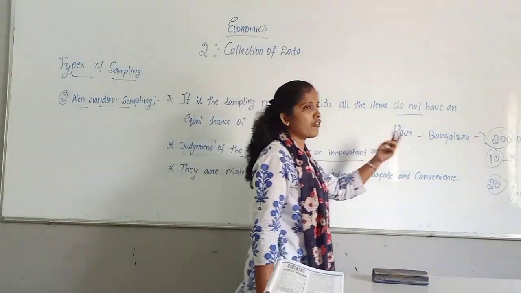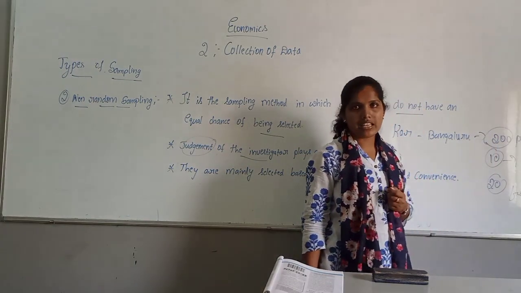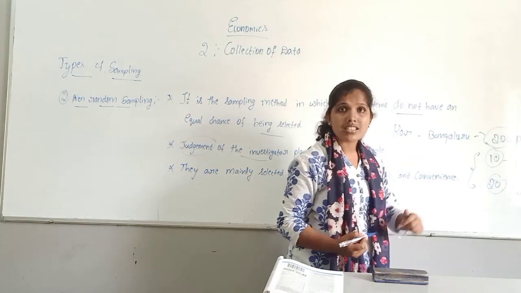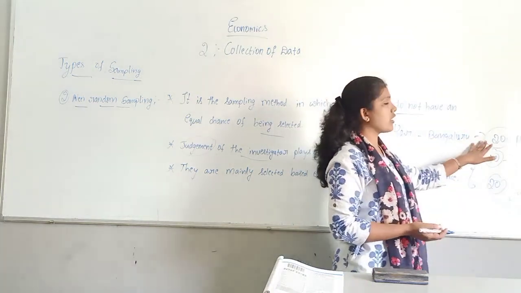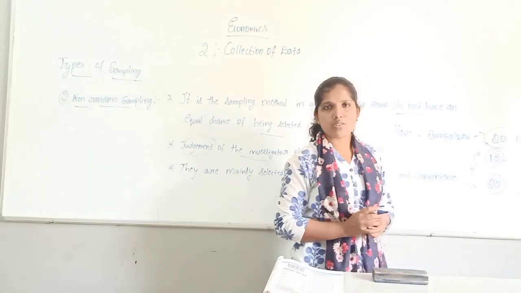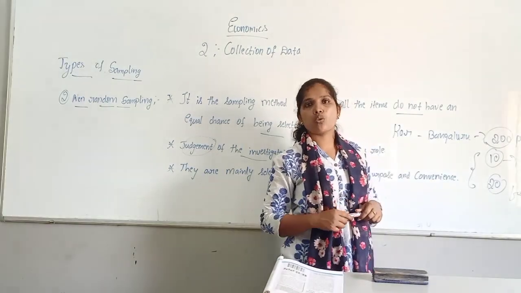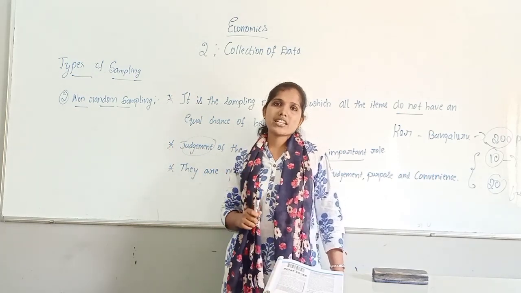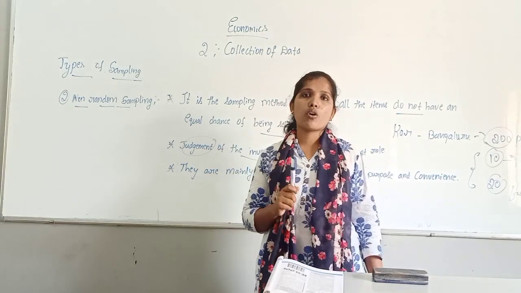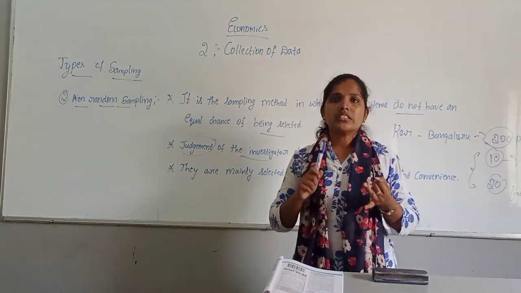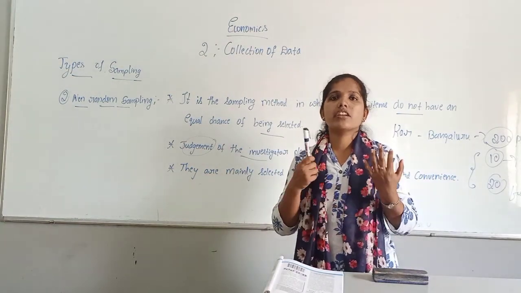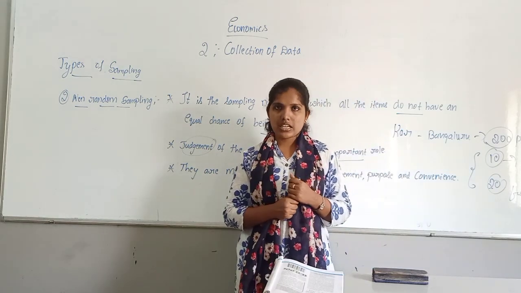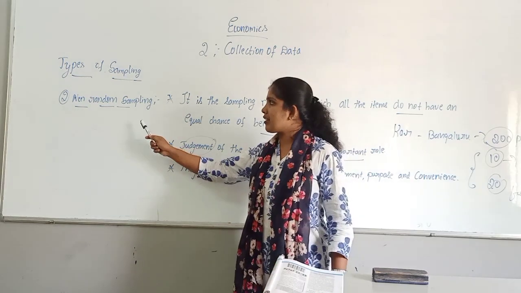Whoever fits, I will select them. So out of this, only these many. We will make a sub-selection, since all 200 won't get an equal chance of being selected. This is known as non-random sampling, because here the investigator's judgment plays a very important role. According to my purpose, need and convenience, I will select the items or units for the study. So this is known as non-random sampling.